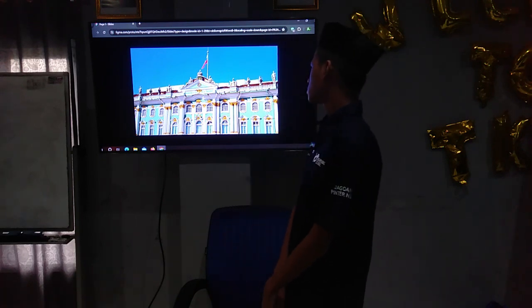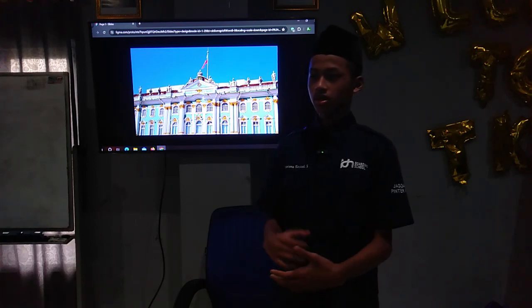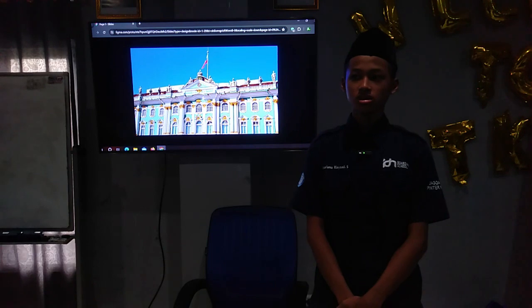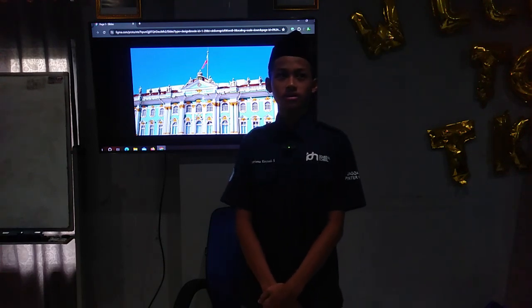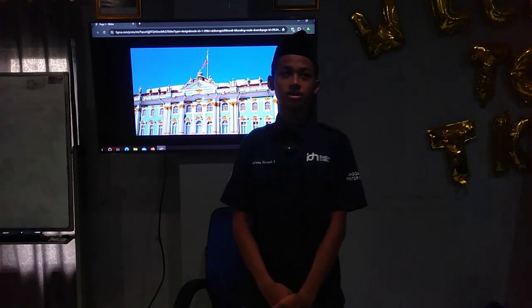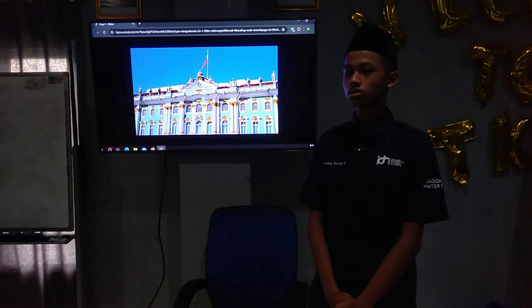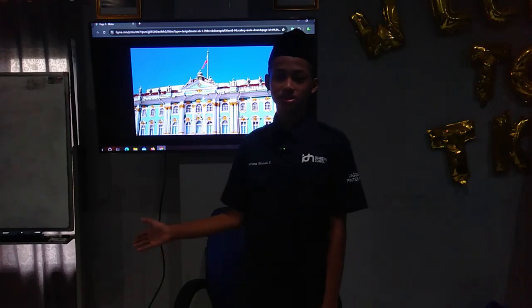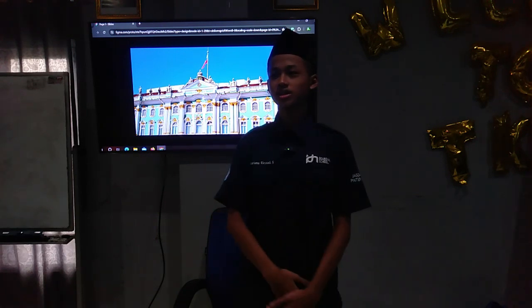This is Saint Petersburg, the buildings, because Saint Petersburg was famous as the capital city at first from the kingdom. After that, when the Soviet Union came, they relocated to Moscow, and then relocated again to Saint Petersburg because of war, and then after the war relocated again to Moscow.